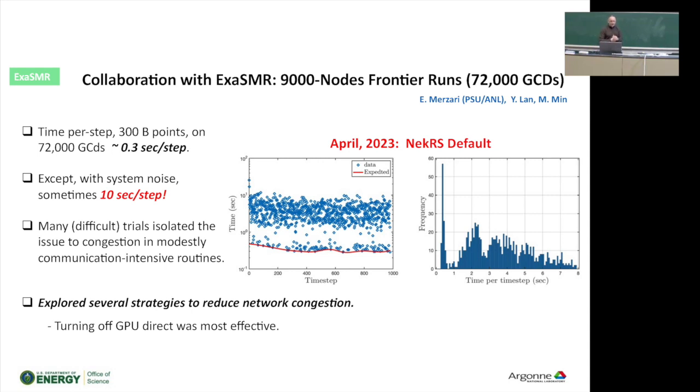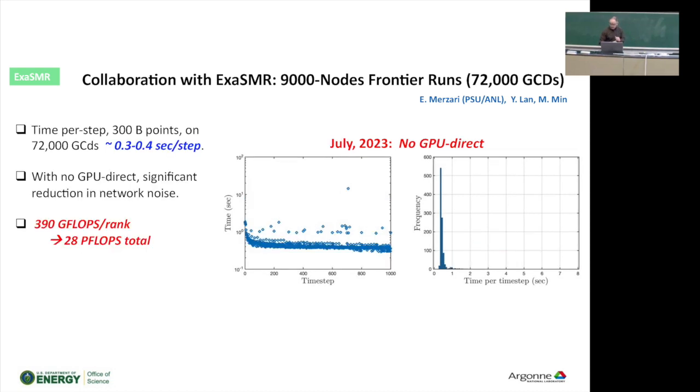We also explored turning off GPU Direct. That was most effective. We had very few shots to debug this because only 1 out of 4 would run, and you sat in the queue for a very long time. You're asking for the whole machine. But these are the results if you turn off GPU Direct. So it really made a big difference, right? And now we're sitting here at a very comfortable number, somewhere between 0.3 and 0.4 seconds per time step, and hitting 28 petaflops total.